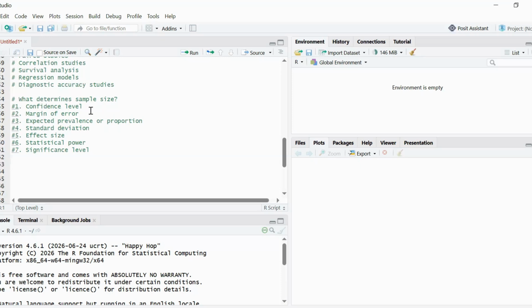So what will you learn in this series? Over the next videos, we will cover basic statistical concepts needed for sample size, installing required R packages, sample size for prevalence studies, sample size for comparing means, sample size for comparing proportions, power analysis, effect size, practical examples from biomedical research. By the end of this mini series, you will be able to calculate sample size confidently for your own research project. In the next video, we will begin with statistical concepts that every researcher must understand before calculating sample size in R.